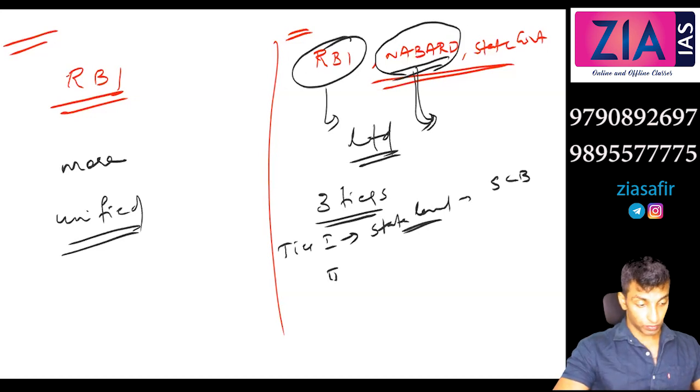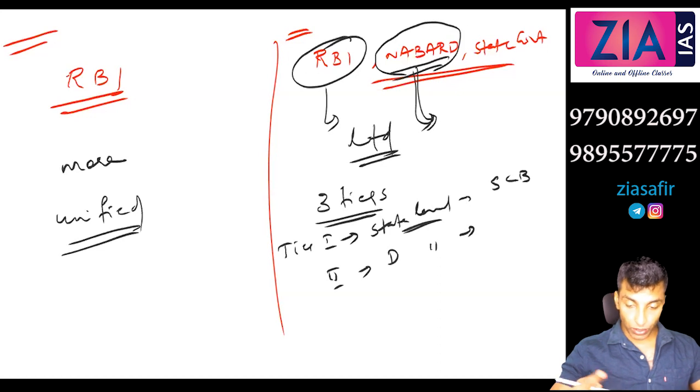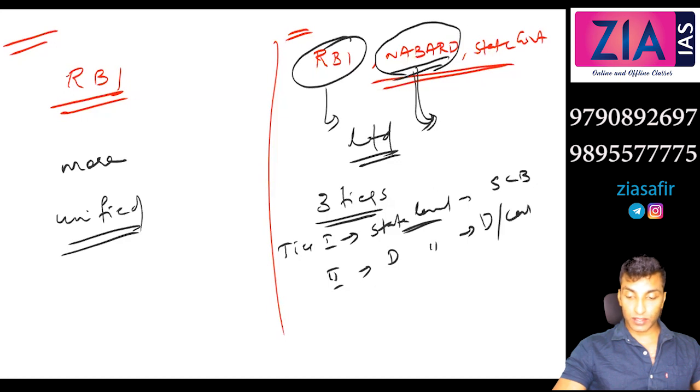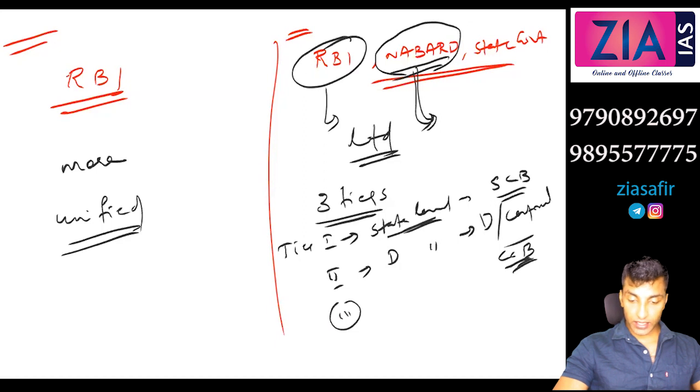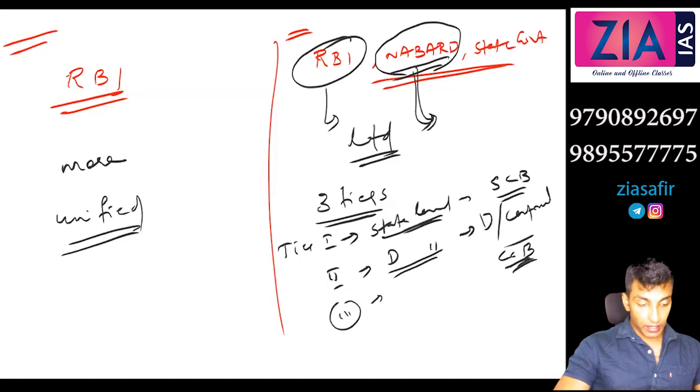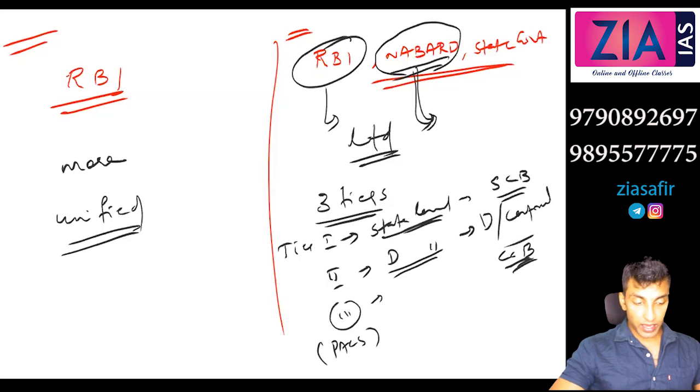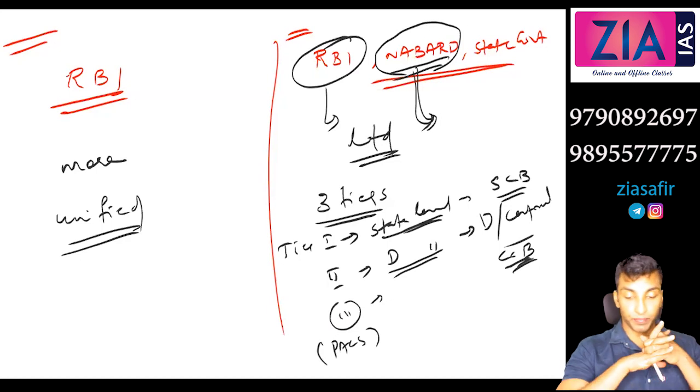Tier 2 is the district level. So district or central cooperative bank, CCB. SCB, CCB. The third one: state level done, district level done, now village level. There you write PACS, Primary Agricultural Credit Society.